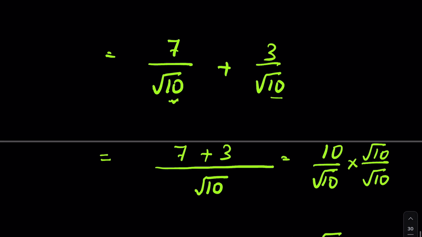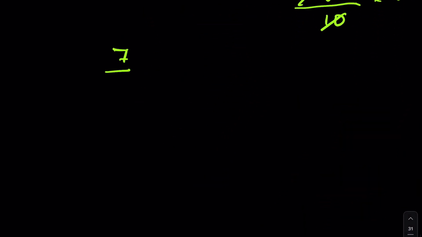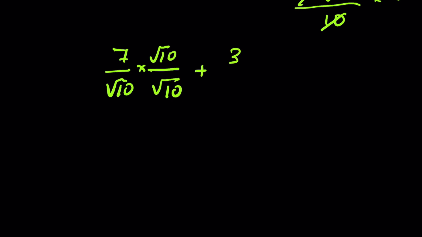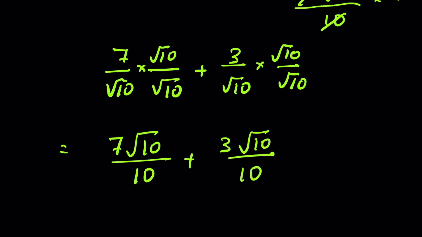Another method is we can rationalize the denominators here only. If we have different denominators and not the same denominators, then it would have been 7 upon square root of 10 times square root of 10 upon square root of 10 plus 3 upon square root of 10 times square root of 10 upon square root of 10. So this is 7 times square root of 10 upon 10 plus 3 times square root of 10 upon 10.